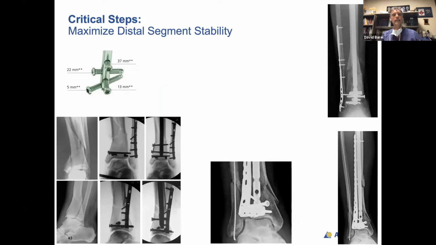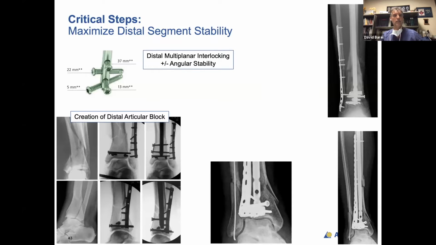And then maximizing distal segment stability, because at the end of the day, you need this thing to hold together long enough to start healing. So use multiplanar, distally interlocking nails with or without angular stability. Here we're creating a distal articular block with screws, with plates, with wires and things like that. I think rigid fibular fixation, when you can do it, is really good to help control the whole distal block together via the syndesmosis. Fibula pro tibia fixation.